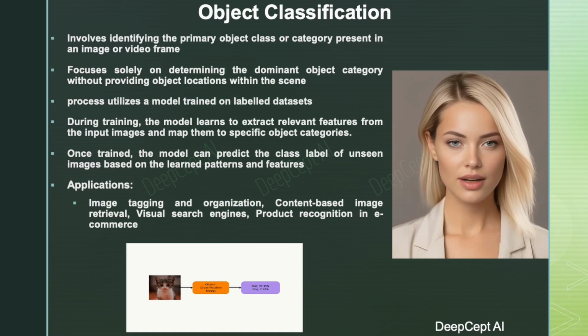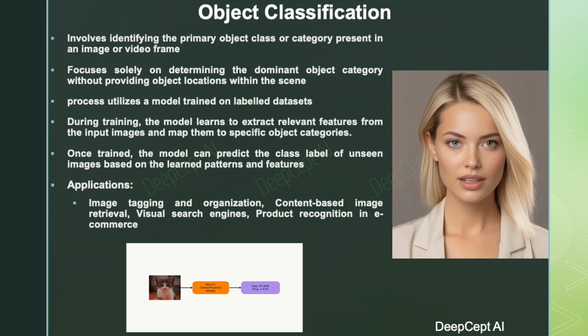Typically accomplished through training machine learning models like convolutional neural networks, CNNs, on labeled datasets, object classification entails learning to extract relevant features from input images and mapping them to specific object categories. This process finds diverse applications, including image tagging, content-based image retrieval, visual search engines, and product recognition in e-commerce.